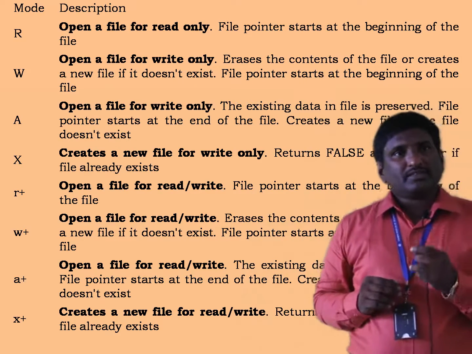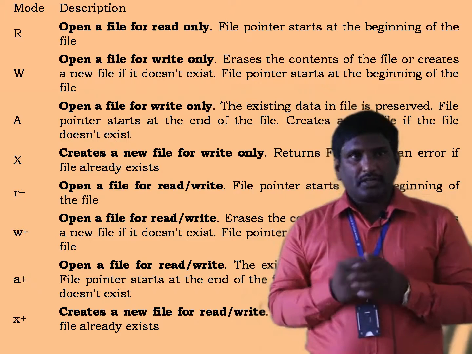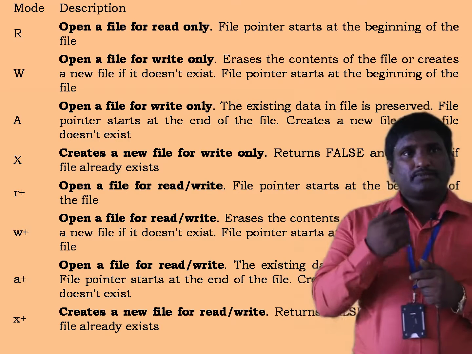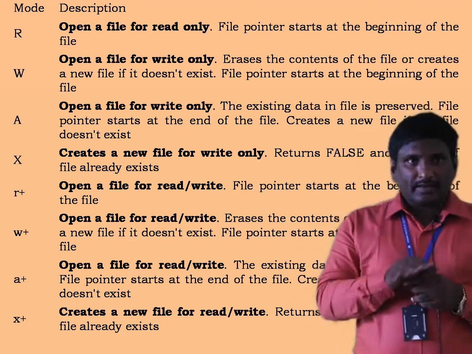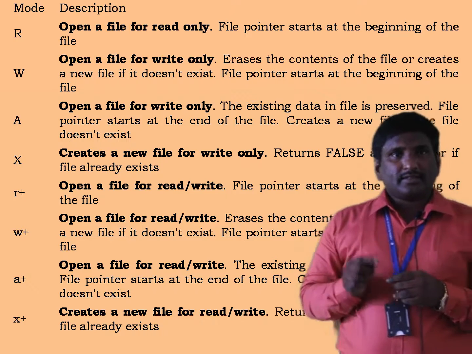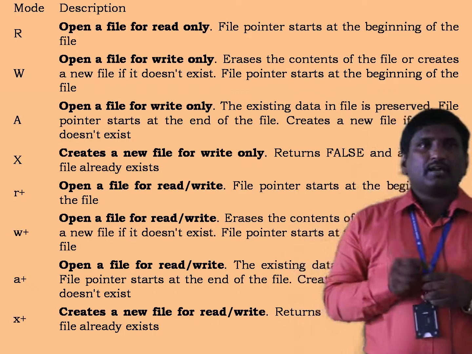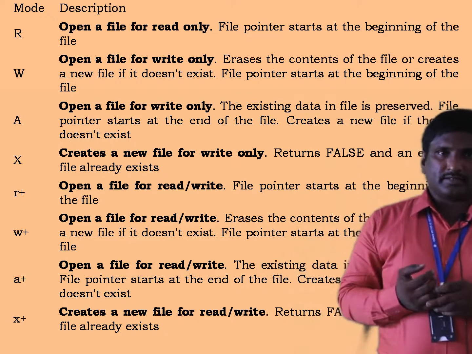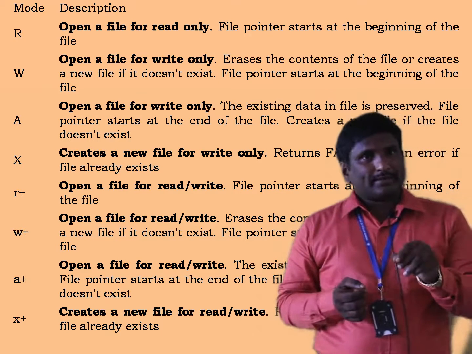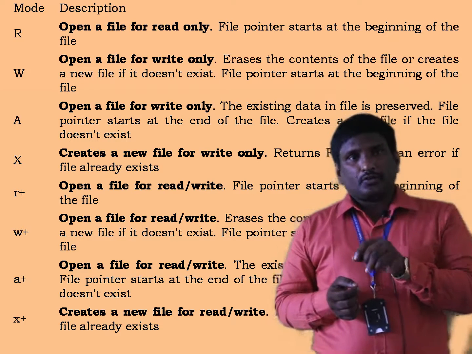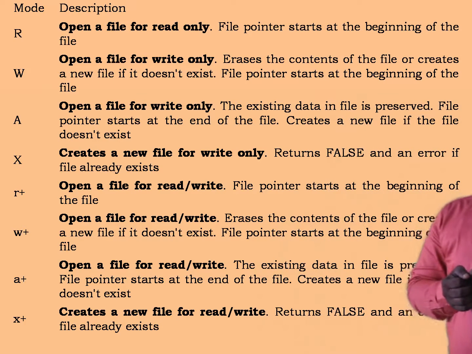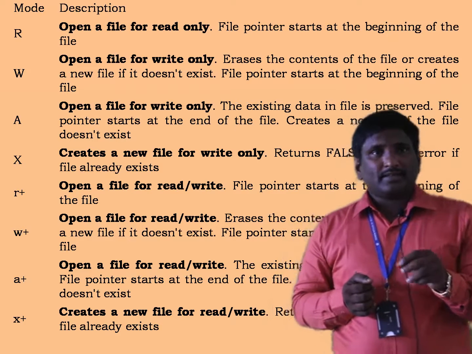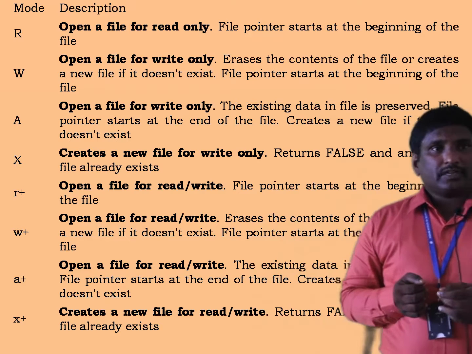If you specify mode a, open a file for write only, and the existing data in the file is preserved. So if you specify w, the existing data will be erased. If you specify a, the existing data in the file is preserved. The file pointer starts at the end of the file, and it creates a new file if the file doesn't exist. If you specify mode x, it creates a new file for write only. It returns false if the file already exists, so it creates an error.